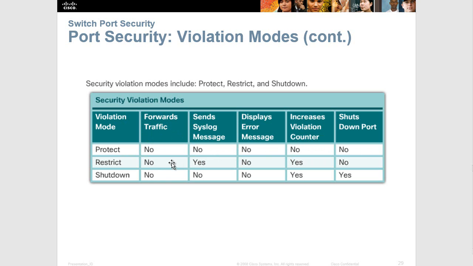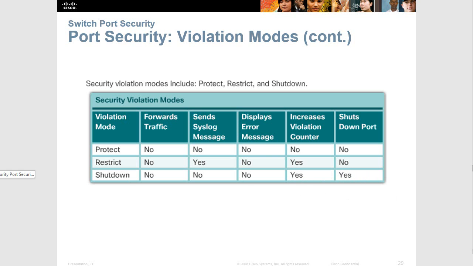Restrict doesn't forward the traffic. It creates a syslog report. Tells on the device by increasing the error violation counter, and doesn't shut down the port. Okay, but this syslog message will tell you what MAC address was trying to access the port, which is unique to restrict. Okay, shutdown doesn't forward the traffic. It does increase the violation counter, letting you know that some device was trying to access your switch, and shuts down the port as well.